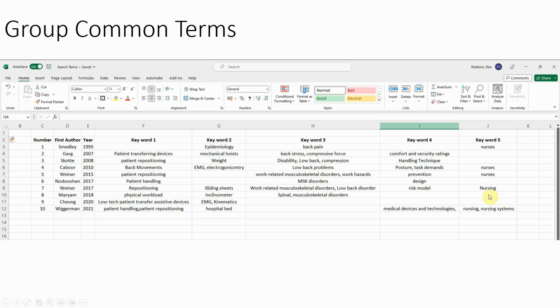I then looked back at the keywords which were under each of those abstracts, and I tried to organise these just in things that looked approximately similar. So I haven't been 100% strict on any rule. I've just made an effort to say things look similar, and when there is an article that's got two very similar words, for example nursing and nursing systems, I've put those together. For example, over here we had EMG or electromyography and electrogoniometry. I popped those together as well.